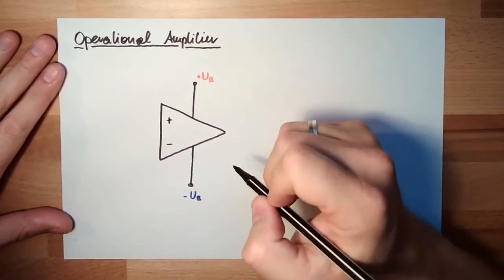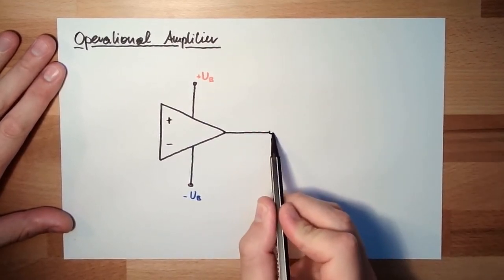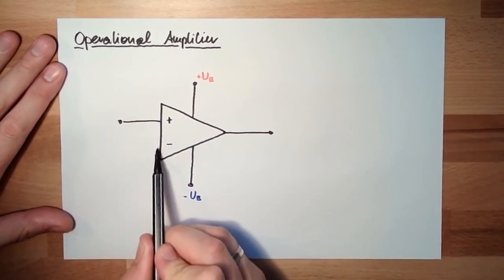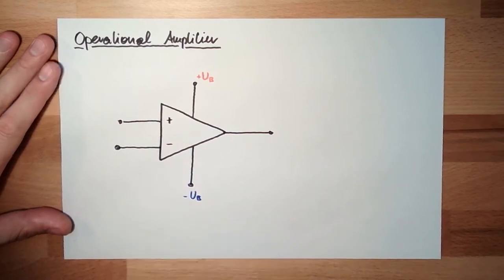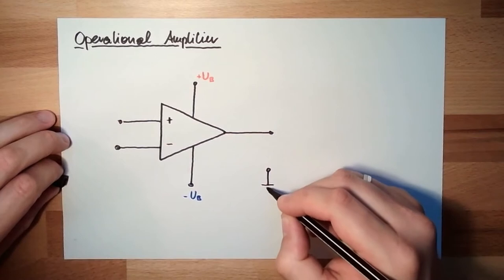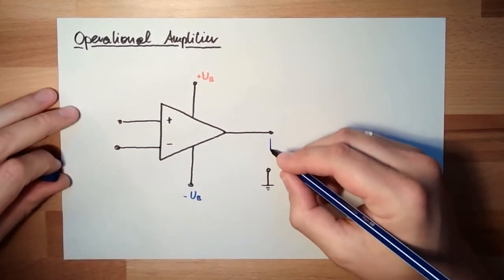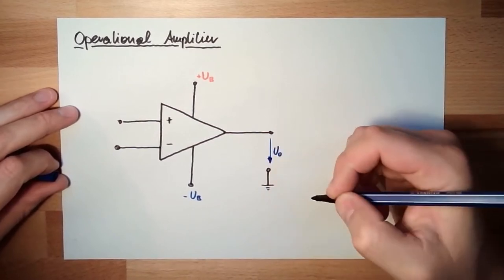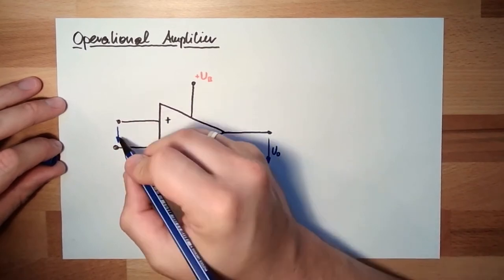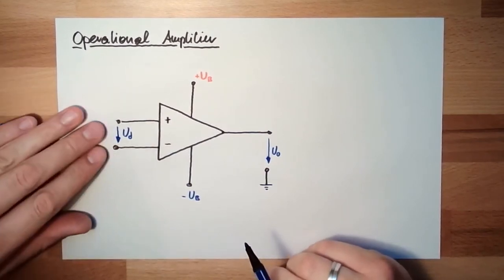We have two inputs in our amplifier and one output. Here is the output. Here is the positive input, and here is the negative input. What does this mean? Here's ground level, and here we got the output. And between positive and negative we got a differential voltage, UD.